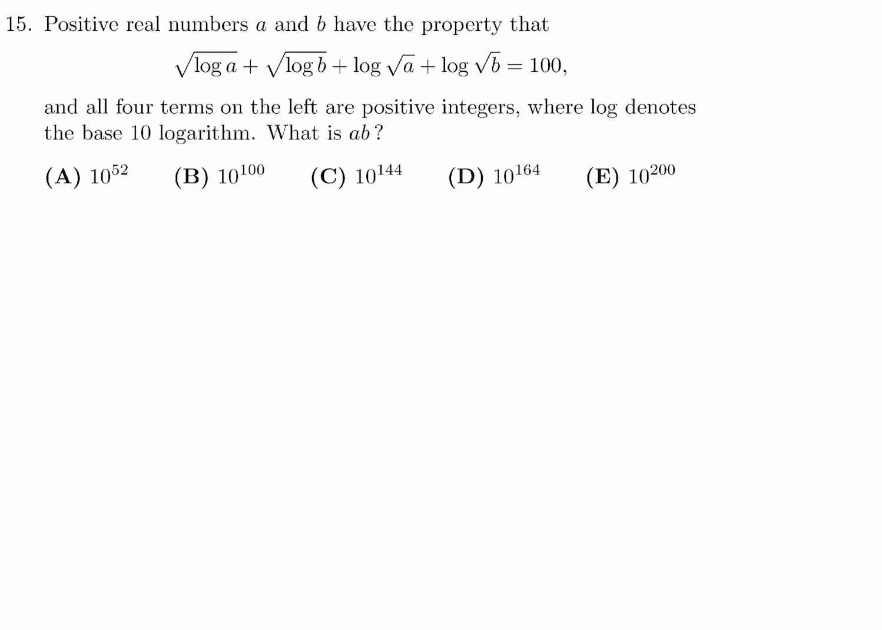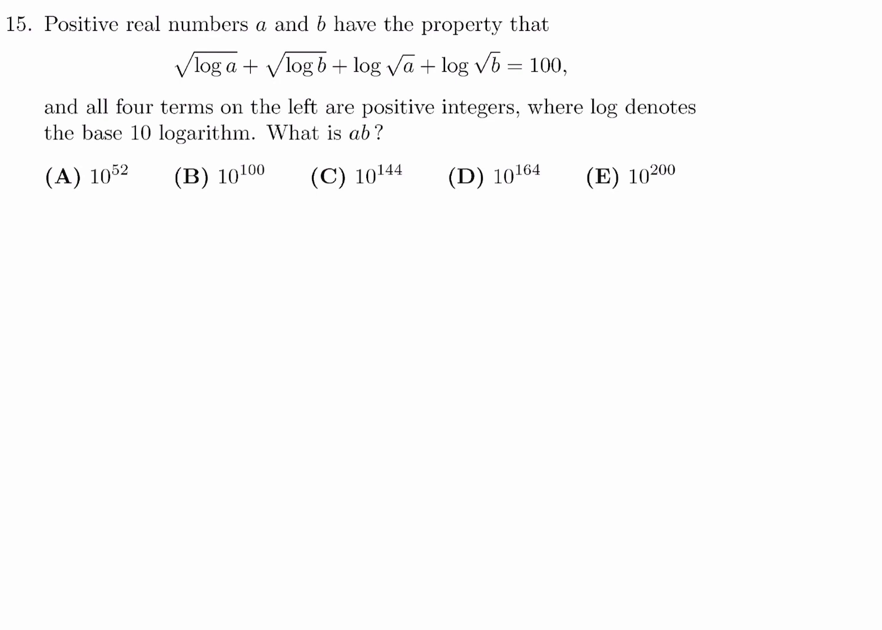Positive real numbers a and b have the property that the square root of log a plus the square root of log b plus log of the square root of a plus log of the square root of b is equal to 100, where all four terms on the left are positive integers, and where log denotes the base 10 logarithm. What is a times b?